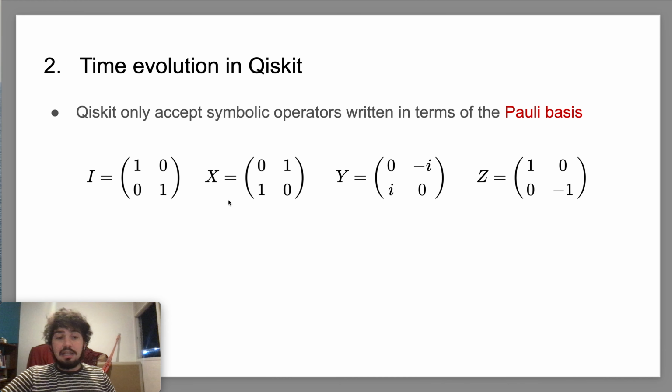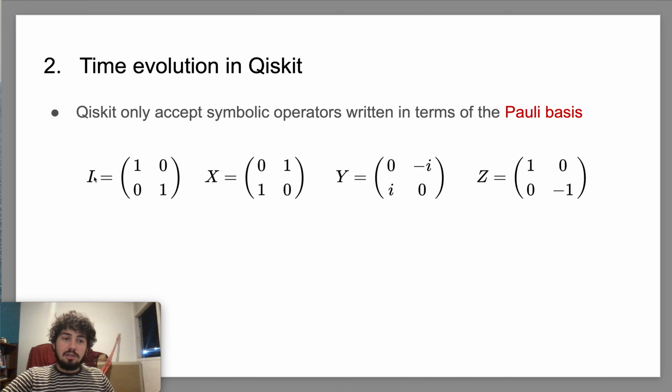But how to implement that in Qiskit? The first thing to know is that Qiskit only accepts symbolic expressions when they are written in terms of the Pauli basis. Okay. If you're more familiar with the sigma notation, I recommend you get used to this standard notation of quantum computing if you would like to study quantum computing in further detail.